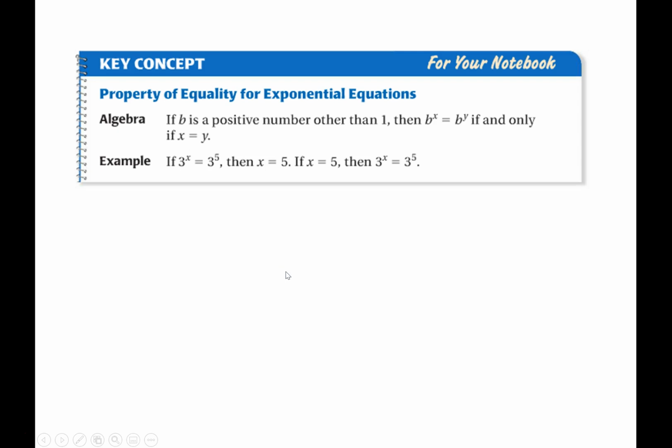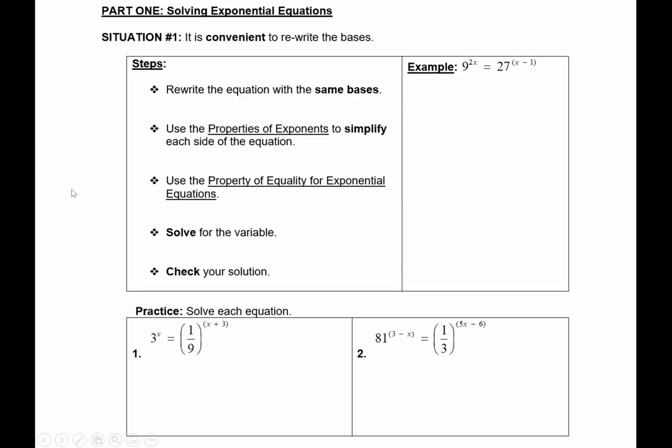So let's get started. The property of equality for exponents says that if the base is the same, then the exponents must also be the same. So if I have 3 raised to the x is equal to 3 raised to the 5th power, that means because the bases are both 3, that x must equal 5 as well. So let's look at how this will help us. If we're in a situation where it's convenient to rewrite the bases, then we can rewrite both of those bases to match, and then the two exponents can be set equal to one another.